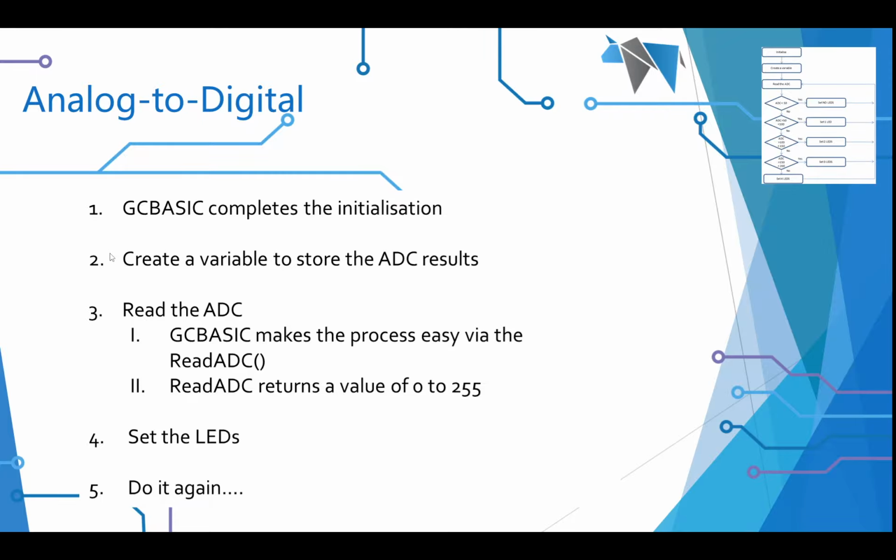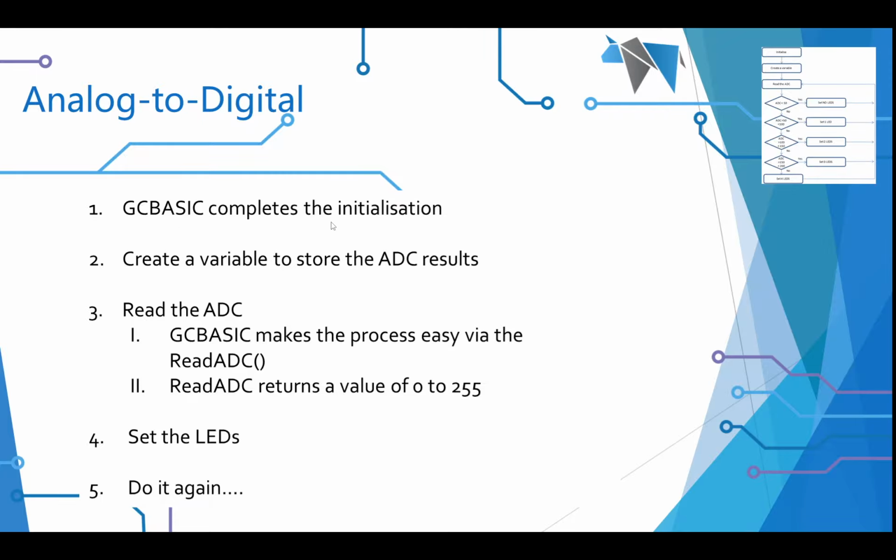Hand on my heart, is it fully optimized? Absolutely not. Is it good? Absolutely. So it makes it easy, and for the beginner, it might be the best way. But if you want code optimization and performance, just take what we've done and hand crank it yourself. So ReadADC as a function returns a value of 0 to 255. That's the limit of a byte, sorry, 8 bits. Then we're going to set the LEDs and we're going to do it all again.